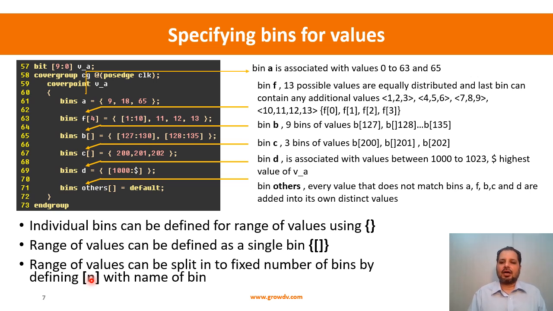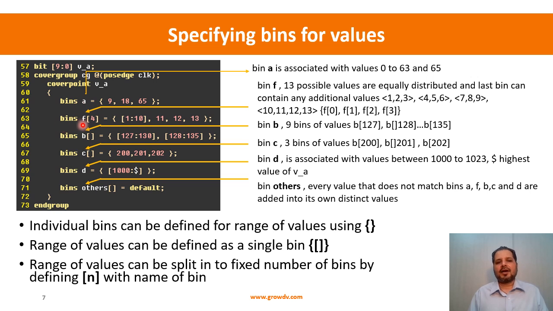So let's look at each one of them using examples. Here I have a 10-bit vector called v_a. I'm representing this covergroup cg, which has a default sampling event through the clock, and I'm calling a coverpoint over here, and this coverpoint is sampling this particular value v_a, and I'm defining a bunch of bins. Let's look at how they behave. I'm defining bin a, and this bin a is made up of three discrete values. Whenever any of the values 9, 18 or 65 occurs for this variable v_a, bin a will be considered hit and the bin count will get incremented.